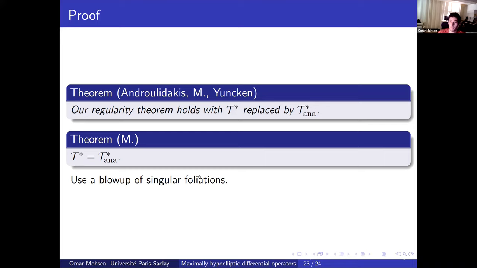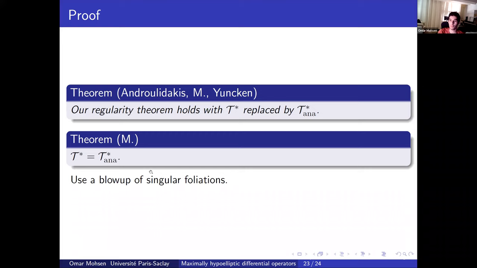The main issue with singular foliations is that the leaves don't have the same dimension. In a previous work, I gave a method to blow up singular foliations so that all of the leaves have the same dimension, or at least the dimension function becomes a continuous function. Here, the issue is that the groups don't have the same dimension. The groups are the leaves. So you blow up this, and once you blow up the singular foliation, you get this equality.